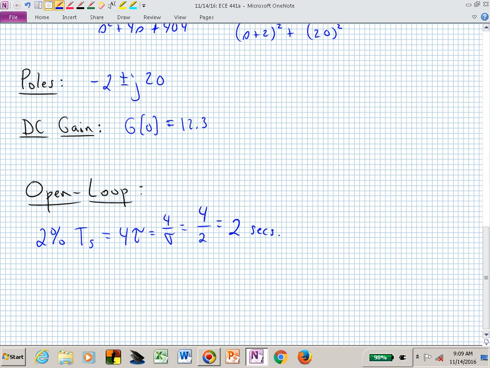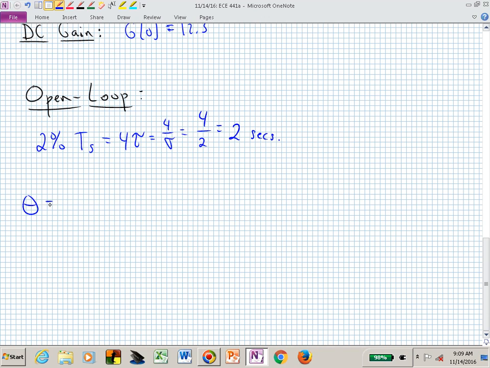Let's look at the percent overshoot. If we want the percent overshoot, we need to find the angle. The angle, now that I've scrolled it off the screen, is the inverse tangent of 20 over 2, which actually ends up being 84.3 degrees. Pretty big angle. And if you now looked at the zeta value for that angle by taking the cosine of theta, that turns out to be 0.1.